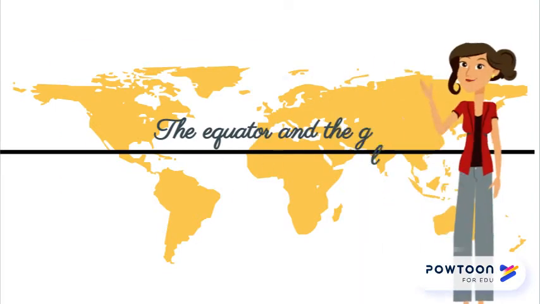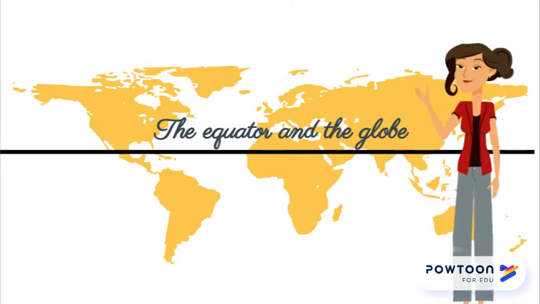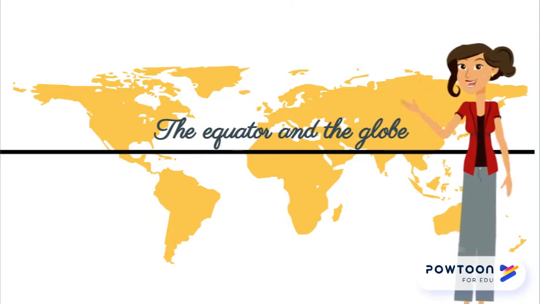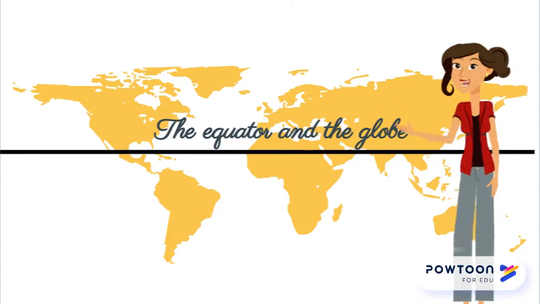The equator is a line that people draw on a globe or a map of the world. The line is an imaginary line that goes around the middle of the earth. The equator divides the earth into two halves.